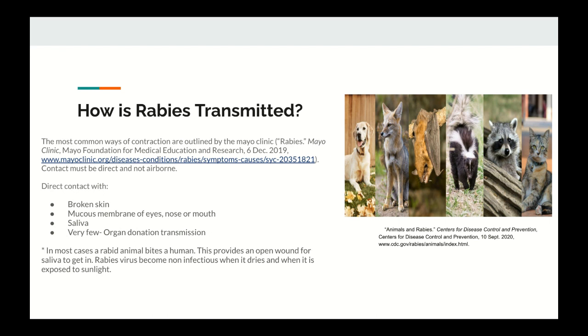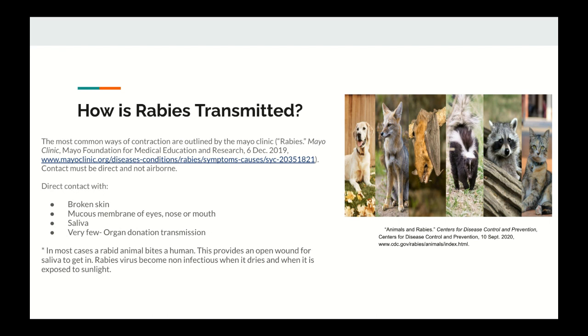In most cases, a rabid animal bites a human, and this provides the open wound for saliva to get in. Rabies virus becomes non-infectious when it dries and when it is exposed to light. On this slide, I have added an image that includes animals that are carriers for the rabies virus. Animals may act strangely or they may drool more than normal. Rabies is a zoonotic disease, so it is spread from animal to human.